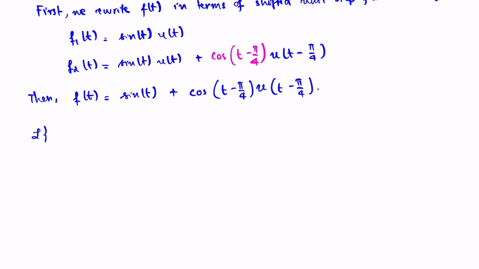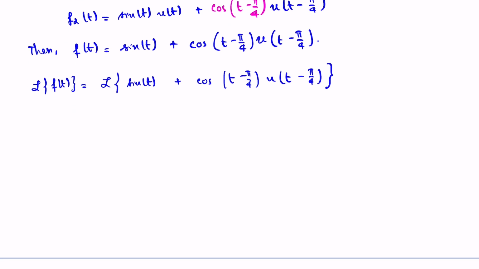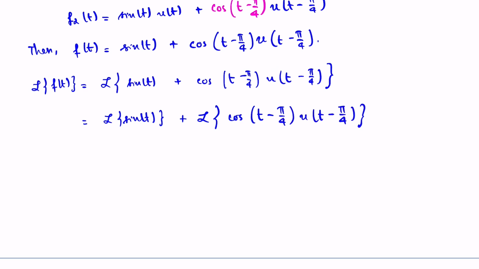Laplace transform of f of t is equal to Laplace transform of sine of t plus cosine of t minus pi over 4 times u of t minus pi over 4. Laplace transform of the sum is the sum of Laplace transforms. So Laplace transform of sine of t plus Laplace transform of cosine of t minus pi over 4 times u of t minus pi over 4.